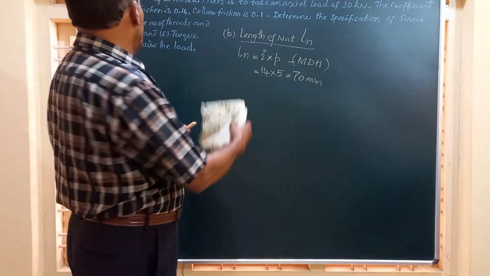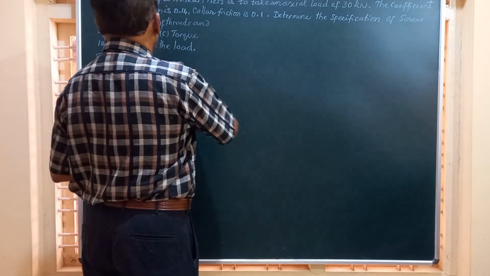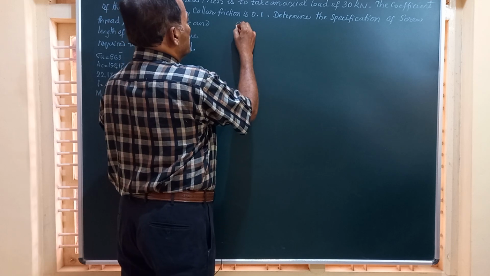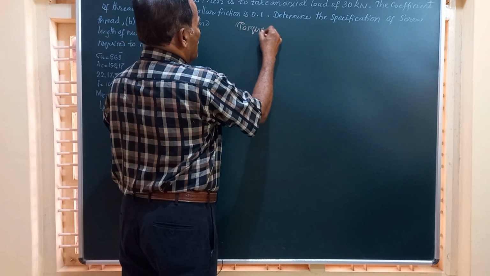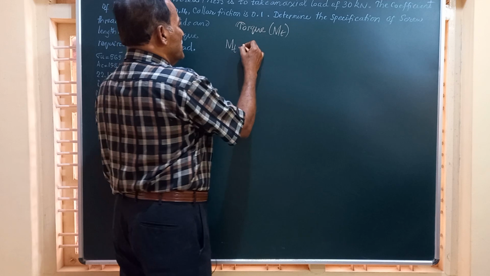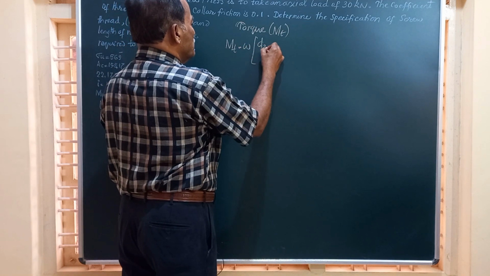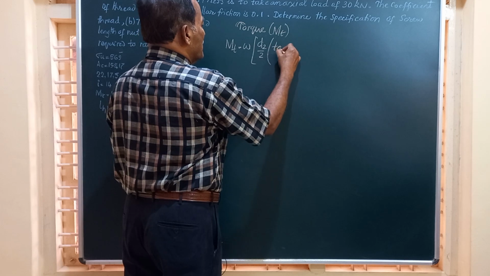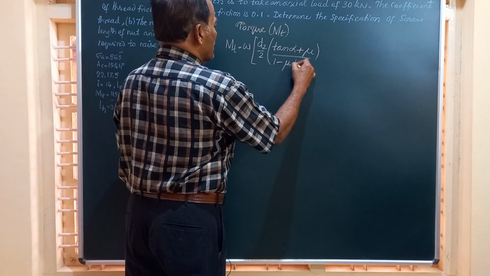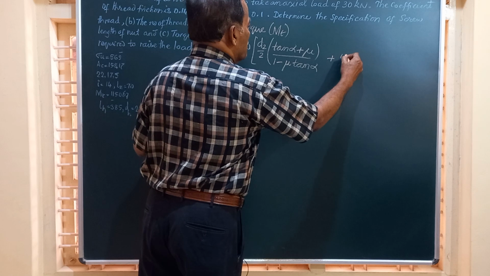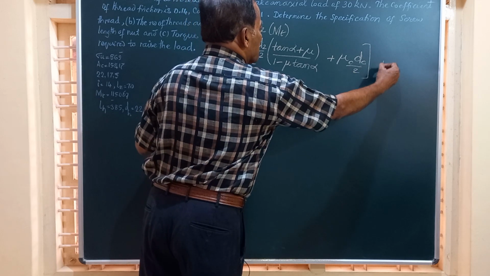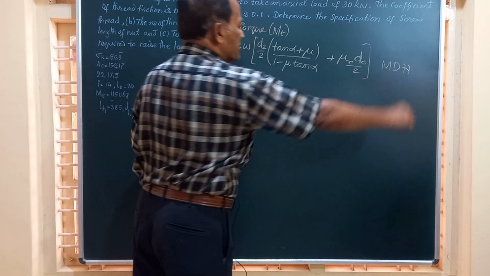Friends, we have completed the second part, and finally we are left with the calculation of the torque required to raise the load. So we have to find out what is the torque. And friends, the torque is given by the formula Mt is equal to W d2 by 2 times (tan alpha plus mu) divided by (1 minus mu tan alpha), plus mu c Dc by 2. This expression is again available in the machine design handbook, MDH.